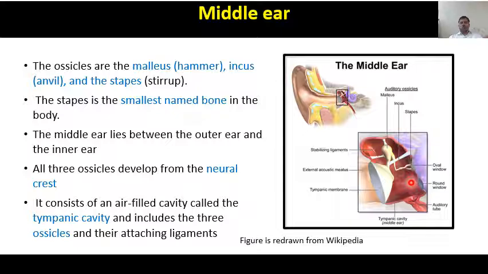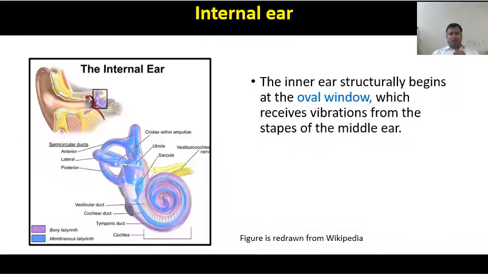So there are two openings of the internal ear. One is the oval window, second is the round window. So through the oval window, sound enters into the internal ear. So this is the structure of the internal ear. The internal ear has two systems. One is the vestibular system and second is the hearing system. So the vestibular system contains semicircular canals, utricle and saccule, while the cochlea is responsible for hearing.